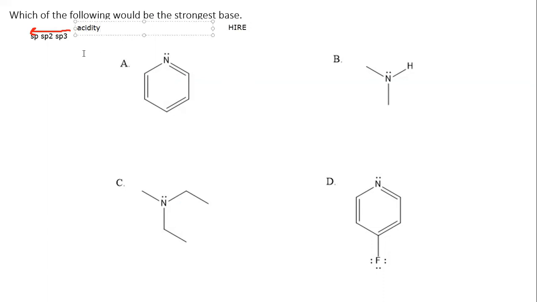So the more S character your hybrid orbital has, the more acidic it is. Likewise with bases, it's the opposite. The more P character your hybrid orbital has, the more basic it is. The basicity increases.